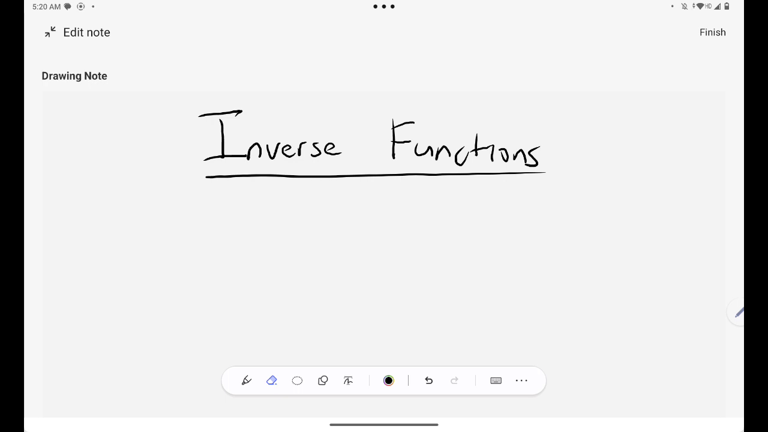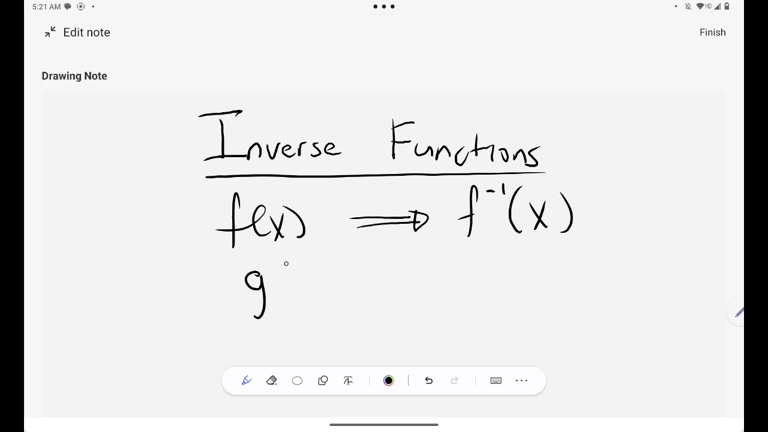Okay. For inverse functions, guys, it's easy to apply the logic together. For an inverse function, if you have your graph as f of x, it simply means that the inverse function will be f of minus 1 x. Together, if your graph was g of x, your inverse function should be g of minus 1 x.